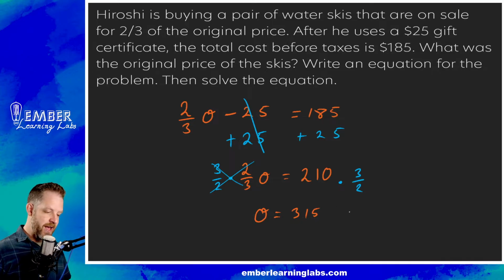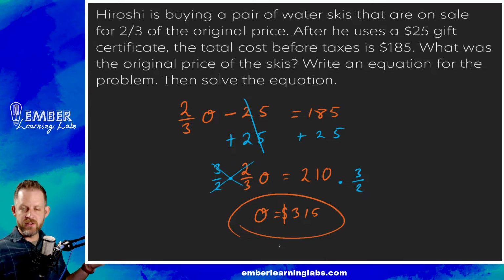Now, it's important that when we're doing a word problem, your answer pretty much always has units. The answer is part wrong if we don't include the units. So what is the units of this? Well, it is dollars, right? $315. Easy peasy, lemon squeezy, no big deal. Let's do one more problem.